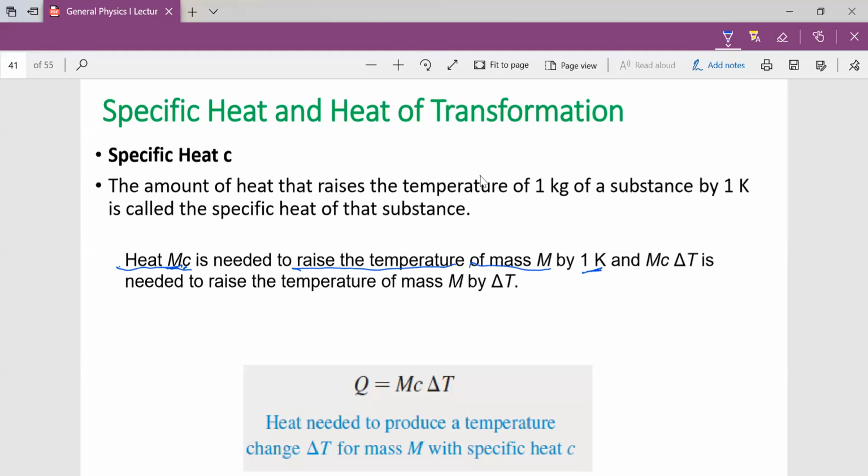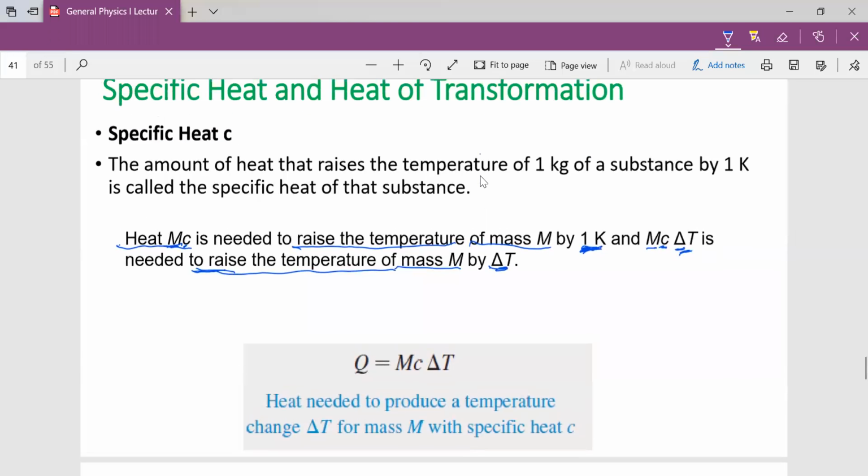Okay. So by that, we know that to raise the material by 1 Kelvin, there's also a temperature change. Therefore, the mass multiplied by specific heat multiplied by temperature change is the heat needed to raise the temperature of that mass M by that temperature change.